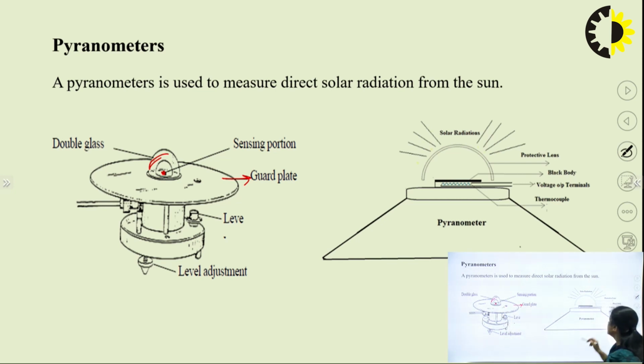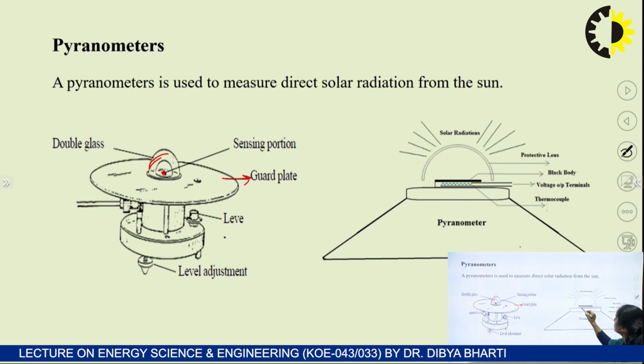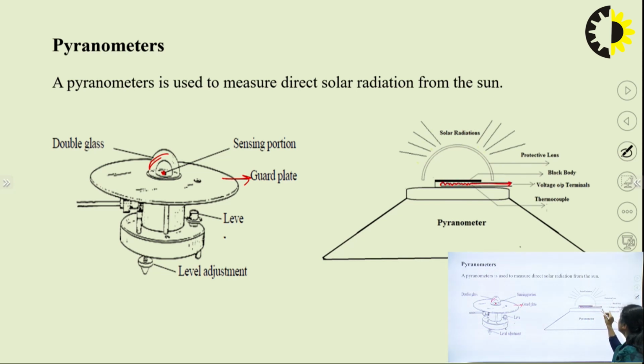As the sun's radiation comes over the double glass surface, the sensor will sense the temperature, and there is a thermocouple. According to the temperature, the thermocouple will show the reading. These are the wires. The change in temperature in the thermocouple will be reflected by this voltmeter as a change in voltage. This is the basic structure and working of the pyranometer.